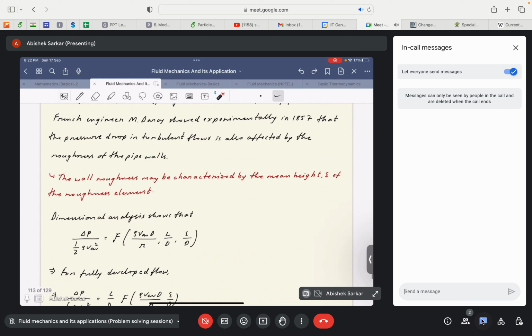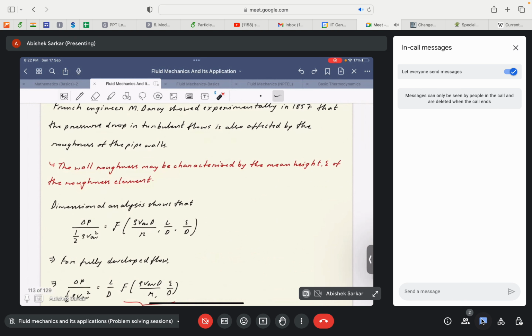Some of the conclusions that we get from the dimensional analysis is that the ratio of the pressure difference, or I can also say the piezometric pressure difference, by the kinetic energy head is actually a function of the Reynolds number, the ratio of length by diameter, and the ratio of the surface roughness epsilon by the diameter. This is a new term again, so I will write it. Here epsilon is equal to the surface roughness.